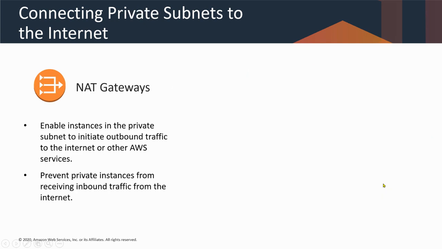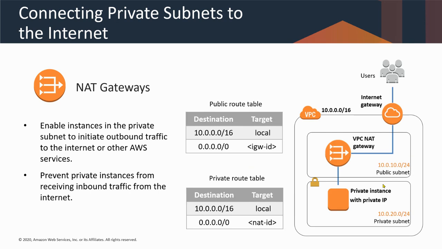And on the other side, a NAT gateway is going to give those resources in the private subnet a way out, where they can send their traffic to the NAT gateway in the public subnet, and then the NAT gateway routes that traffic out to the internet.